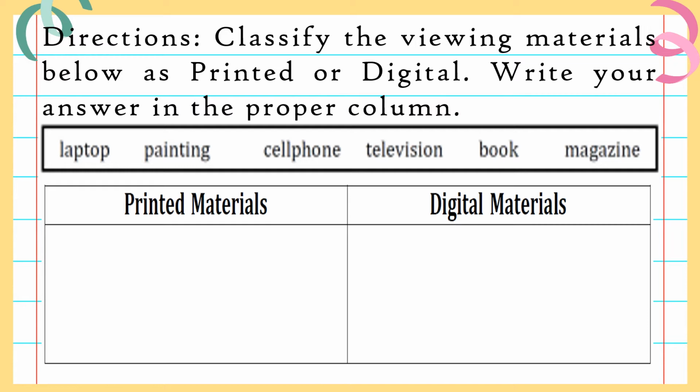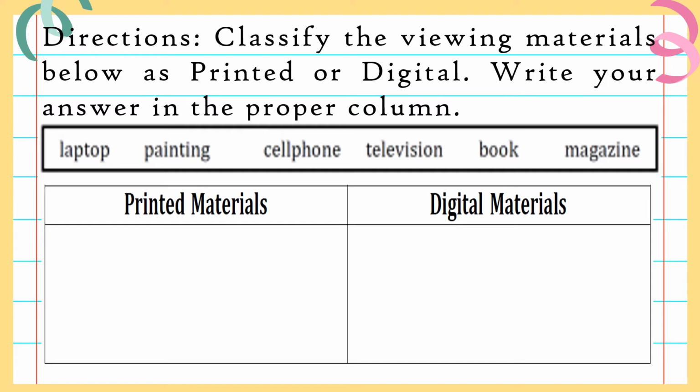Directions: you are going to classify the viewing materials below as printed or digital. You're going to write your answer in the proper column. In the box below, we have laptop, painting, cell phone, television, book, magazine. So you're going to classify them into printed materials or digital materials.